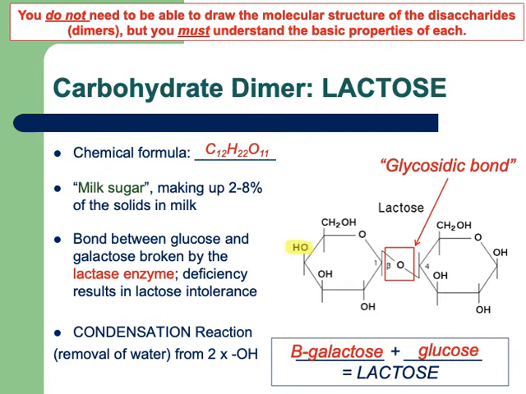So the glycosidic bond is formed through a condensation reaction where you're removing water. Okay, that's the extent of what you need to know. So how do we identify which molecules these are? Well, remember, it's all about carbon 4.